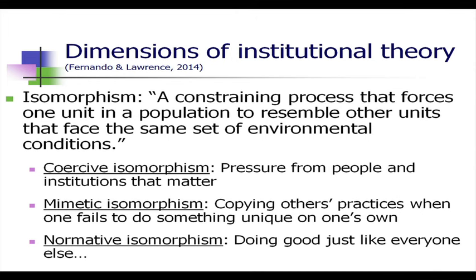The third type of isomorphism is normative isomorphism, doing good just like everyone else. So the others are doing good not because they are under any kind of pressure or they are doing something to copy someone. We also feel the same way about giving back to the community. This is one very good way of giving back to the community. We are feeling the same thing for the community, so let us also do whatever others are doing, because we also feel that it's important to give back to the community. Okay, because everybody else is doing it.